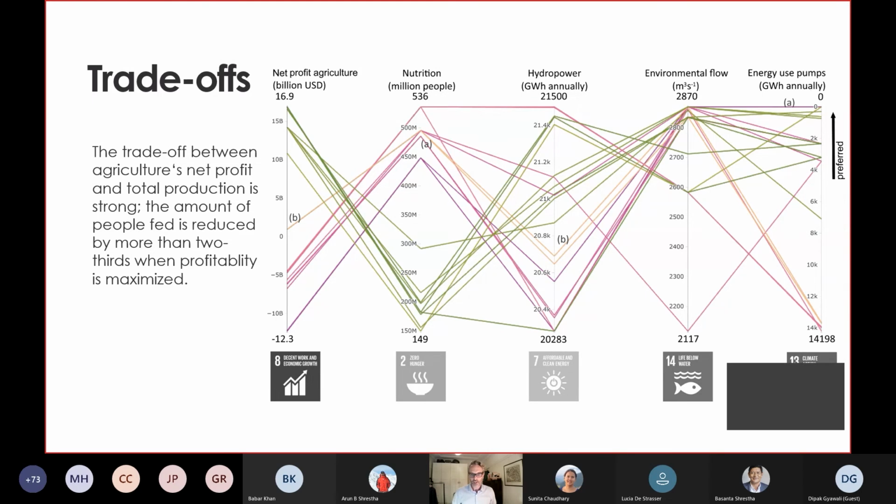this is a parallel coordinate plot which illustrates the value that can be achieved for different indicators, for different sectors. And if you go to the top of the graph, that is the preferred value. So you would like to have as much profit for agriculture as possible. You would like to provide nutrition for as many people as possible and have as much hydropower, etc., as possible. And what this graph illustrates is when there are crossing lines in the form of an X, that means there is a very strong trade-off between these sectors. You can't have the maximum of one without affecting the other.